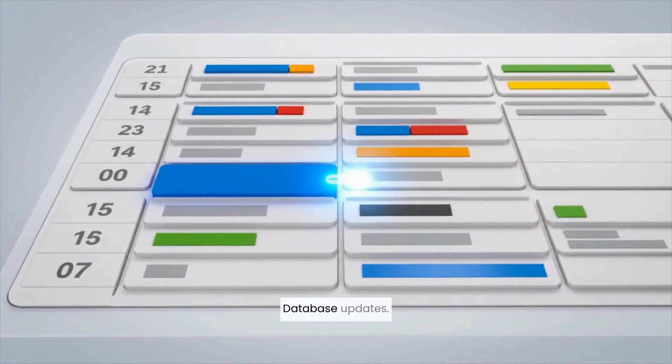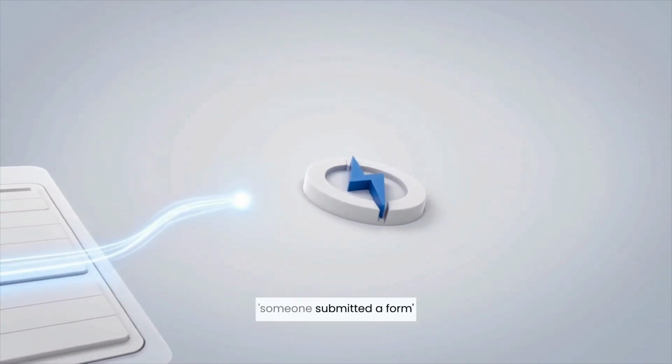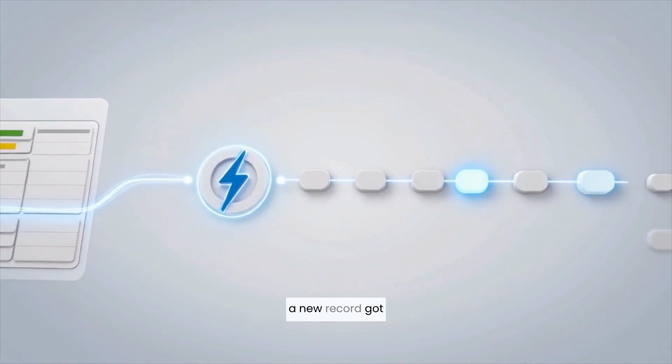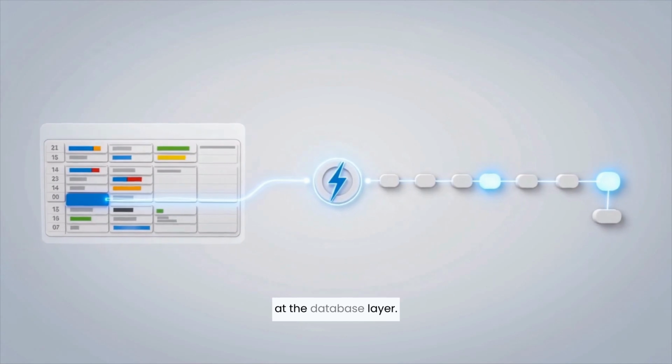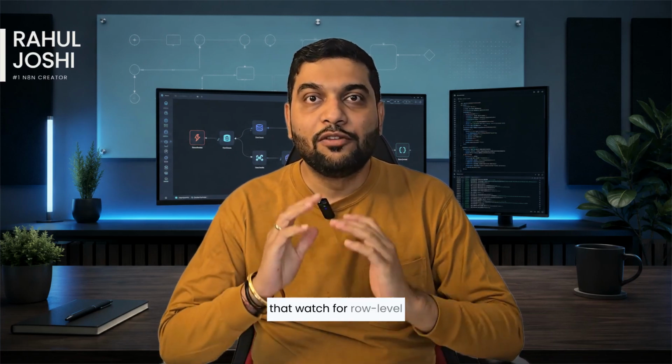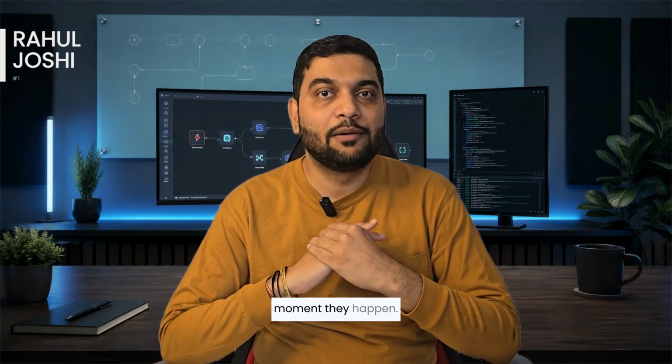3. Database updates. When the event isn't someone submitted a form but a row changed, a status flipped, a new record got inserted, you listen at the database layer. Airtable, Postgres, Google Sheets all have trigger nodes that watch for row level changes and fire the moment they happen.